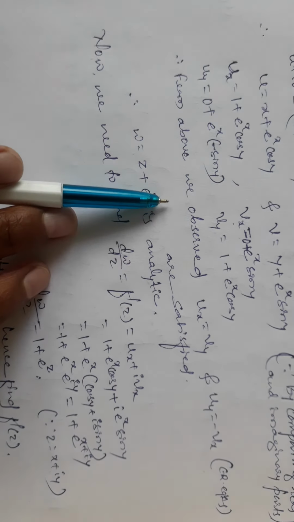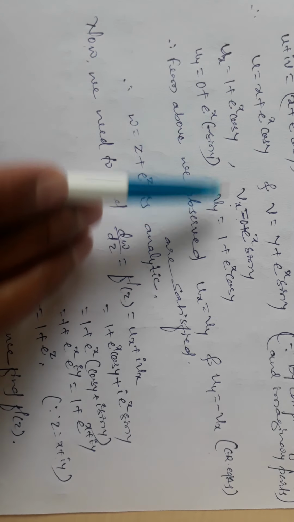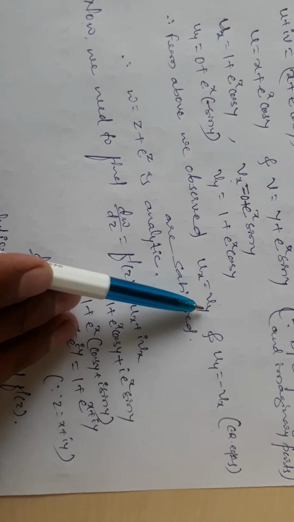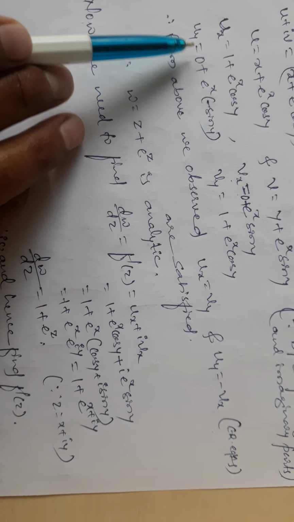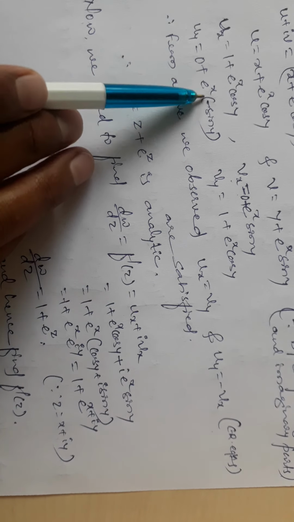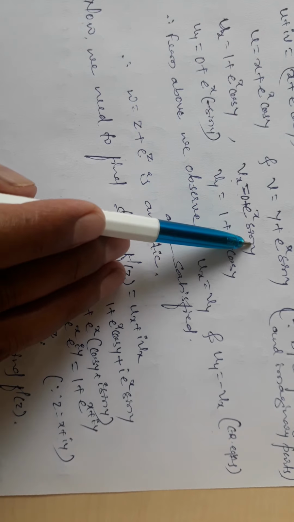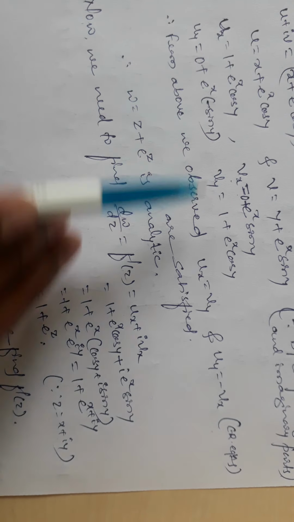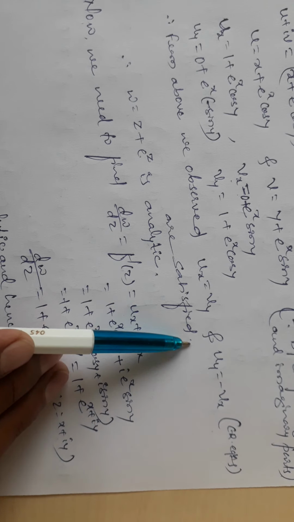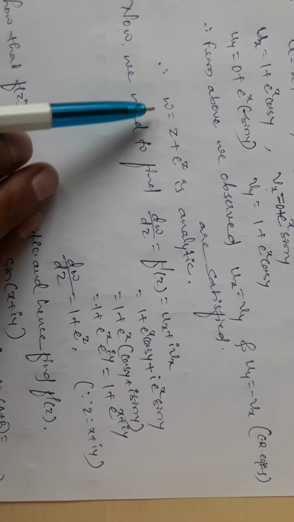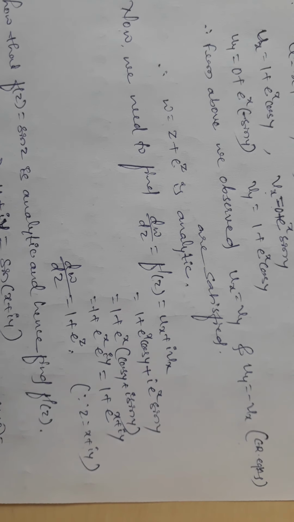And from above we observe that ux equal to vy, and here uy is minus e to the power x sin y, but vx is e to the power x sin y, therefore uy is minus vx. That is, the CR equations are satisfied. Therefore w equal to z plus e to the power z is analytic.